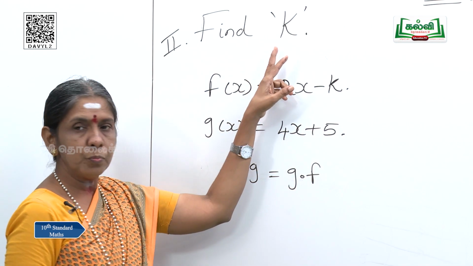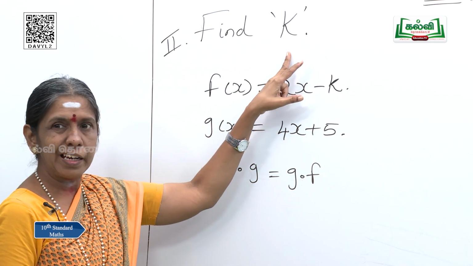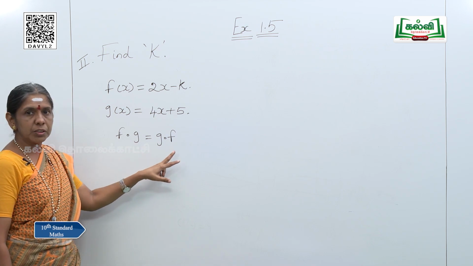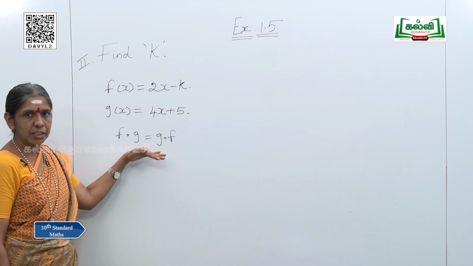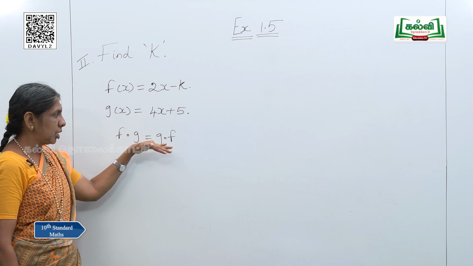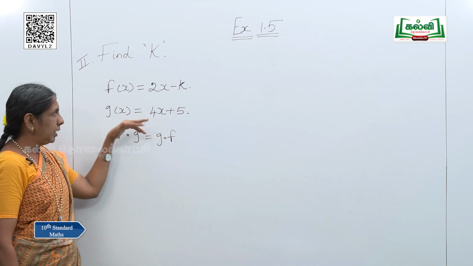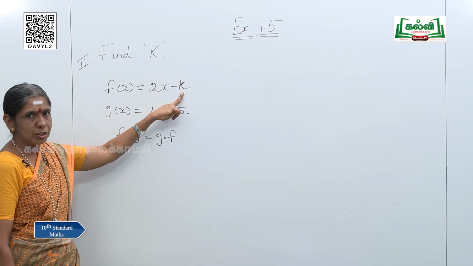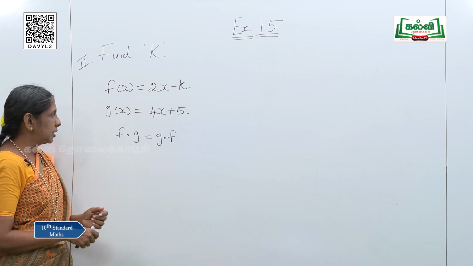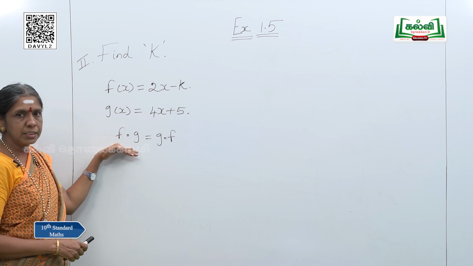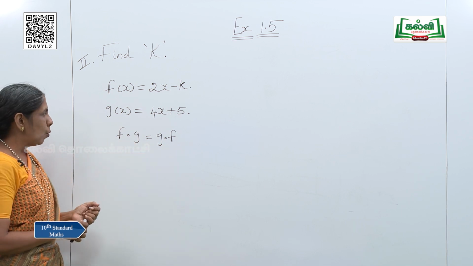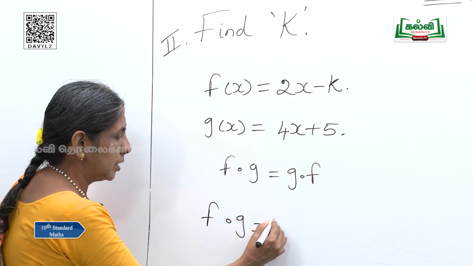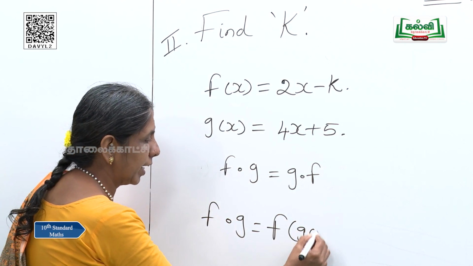Now, in this sum, we have to find the value of k. K is some constant. If f dot of g is equal to g dot of f, this is the condition. Then find the value of k, where k is going to be some constant value. Now, let us start doing first LHS and then we will go to RHS. What is f dot of g? F dot of g is equal to f of g of x.